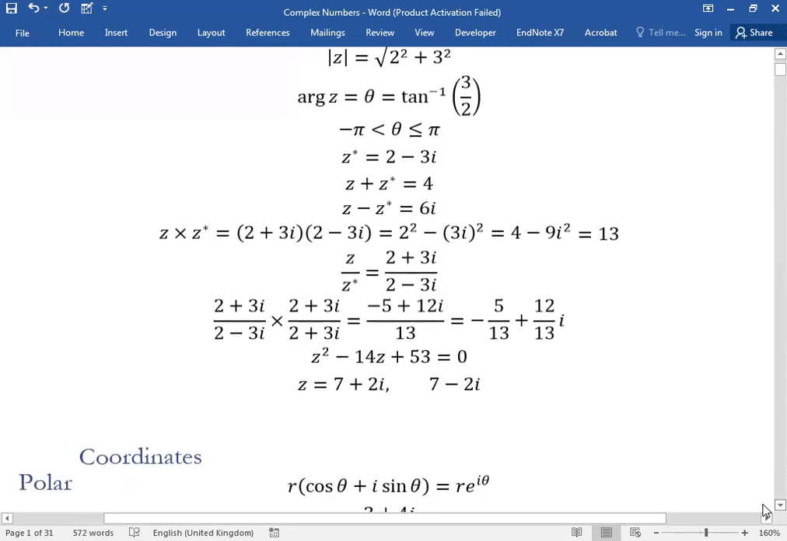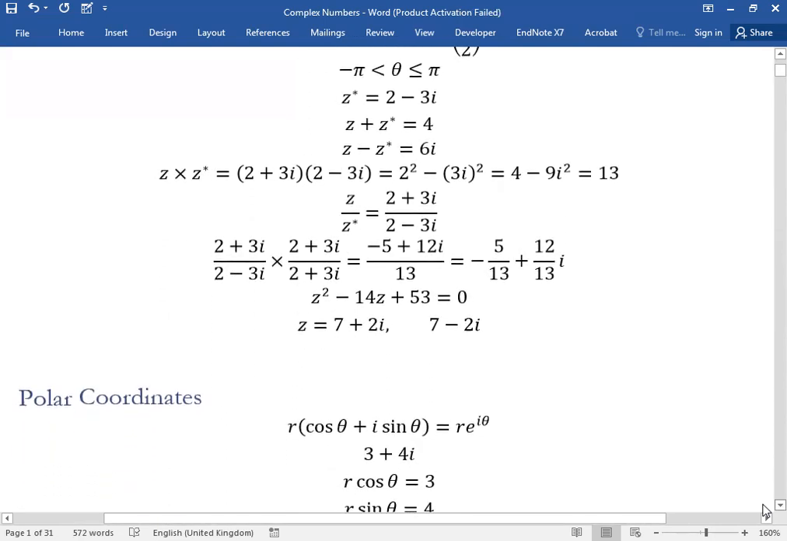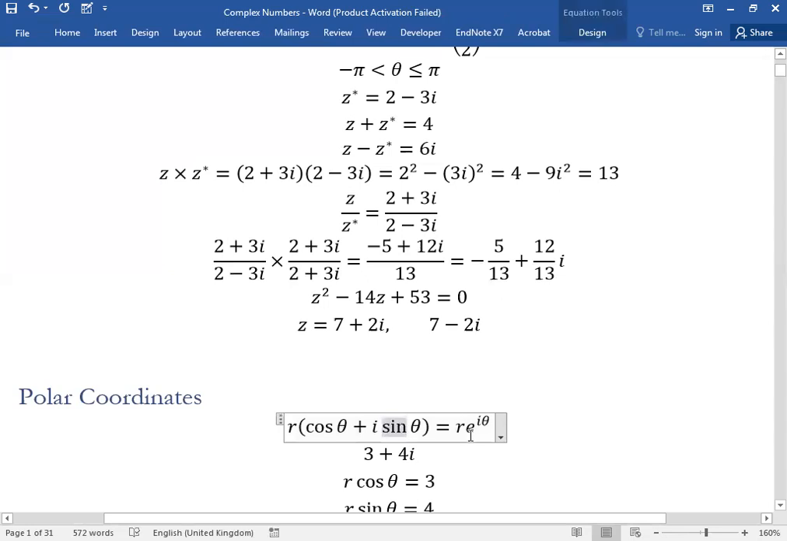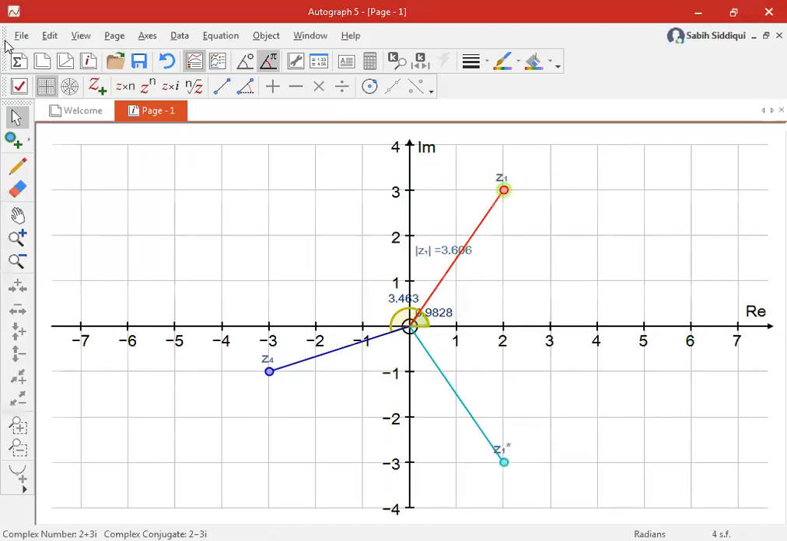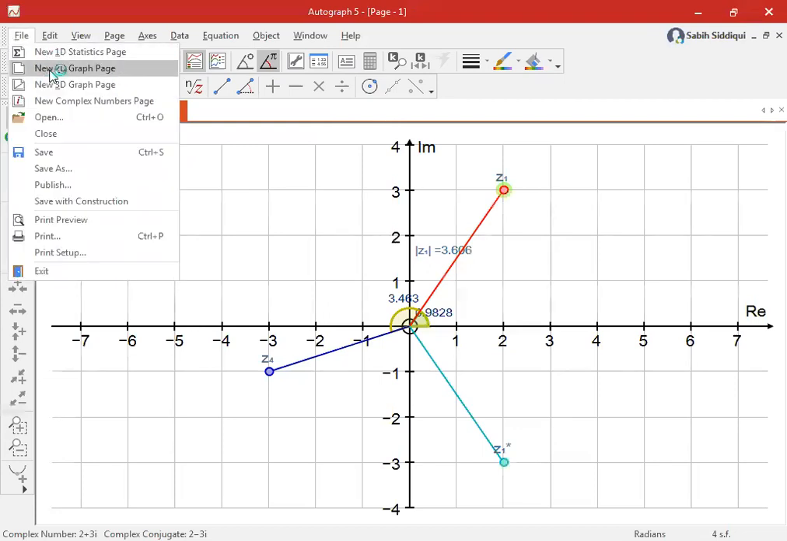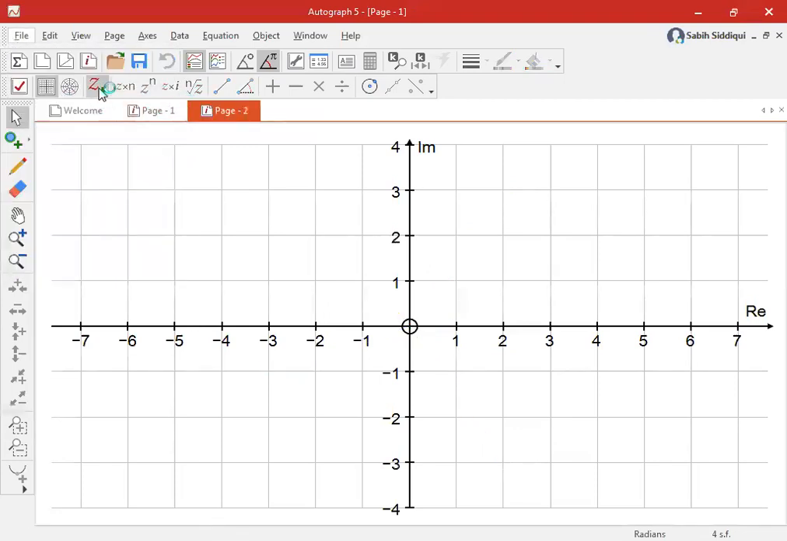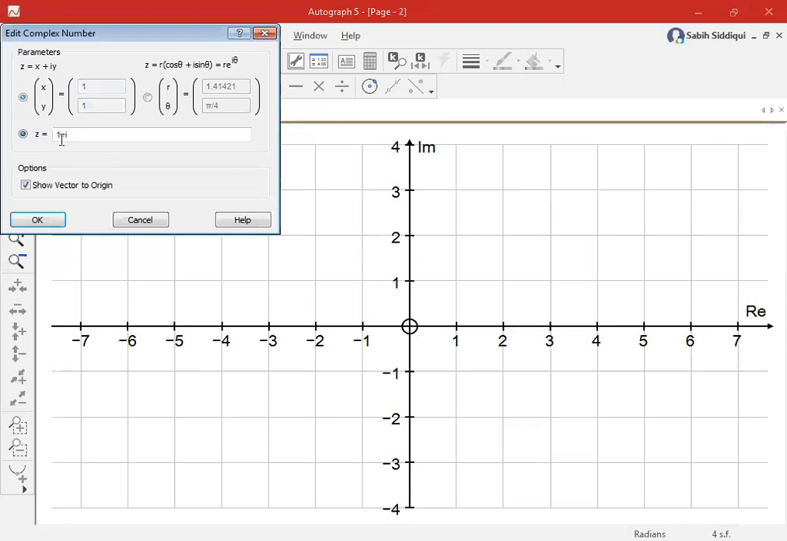Okay, class. Now let's go to polar coordinates. This is just another way of writing down the complex number. If I give you a complex number 3 plus 4 iota, you can simply tell me its modulus. I'll take a new complex number page. Let's write the complex number 3 plus 4 iota.